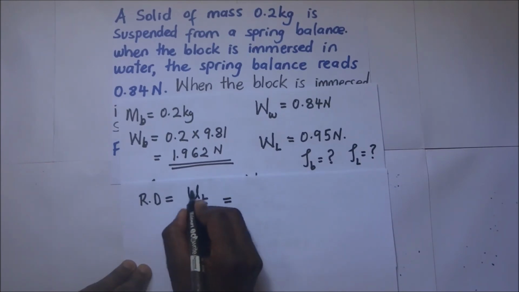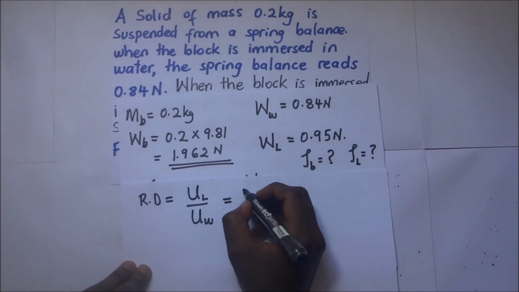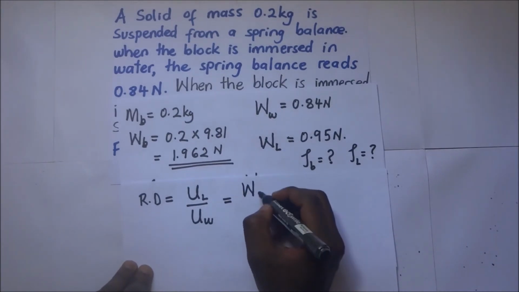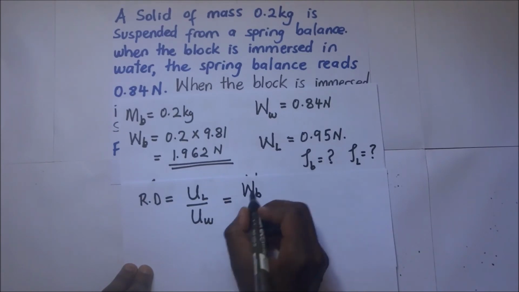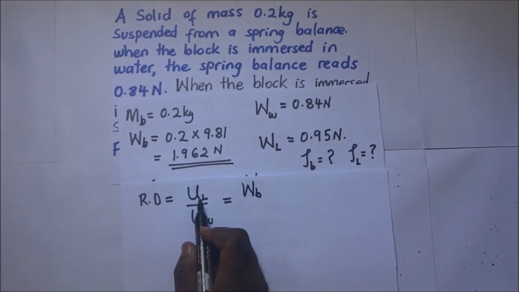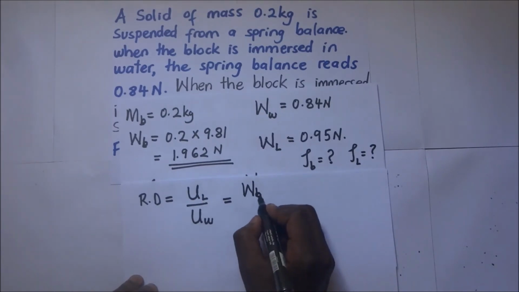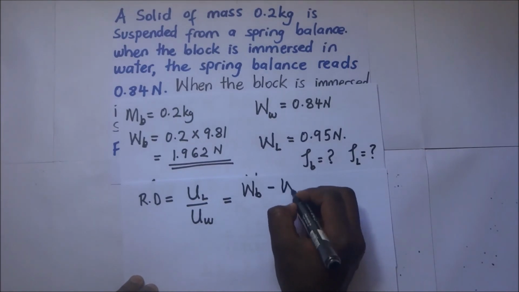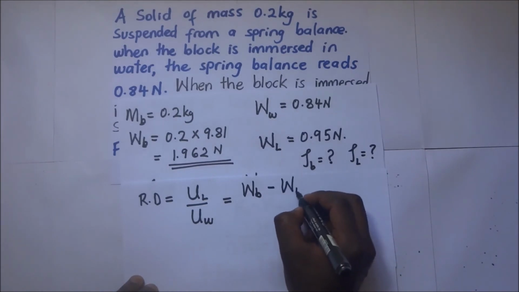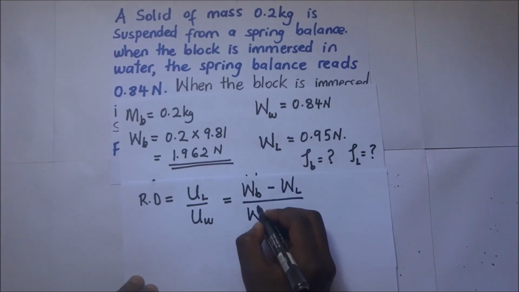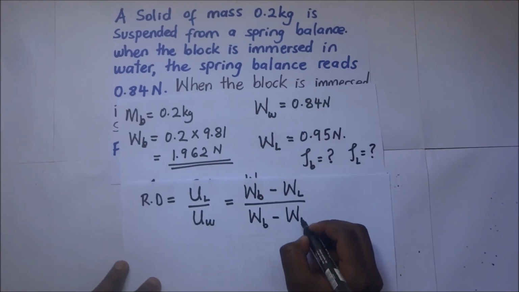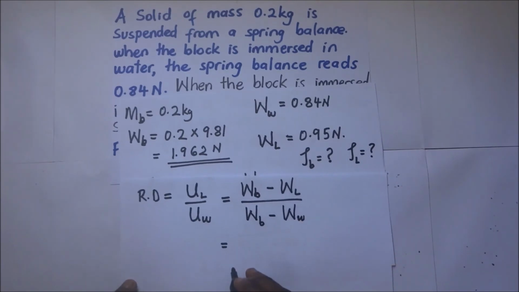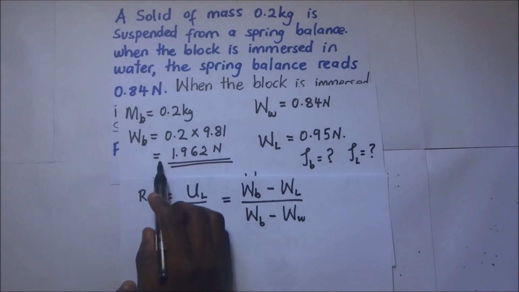This is the same as saying the apparent loss of weight, that is going to be the weight of the liquid when it is in the weight, this is given. This upthrust experienced by the block when it's in the liquid is given by the weight of the block in air, minus the weight of the block when it is in that liquid. Divide that by the weight of the block when it's in air, minus the weight of the block when it is in water.